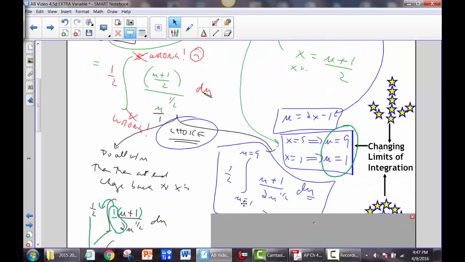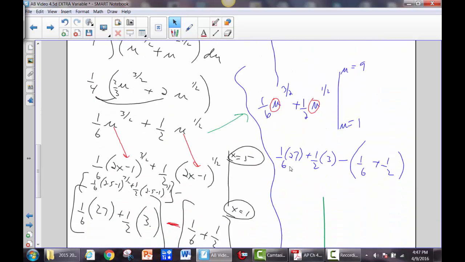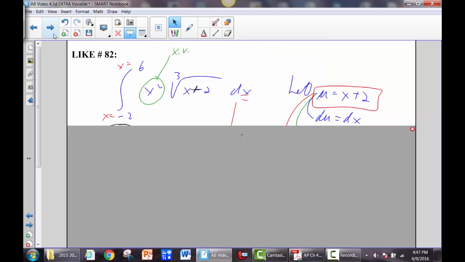I can now put the limits of integration because they are in terms of u, and this is called changing the limits of integration. Once you do that, the beauty is you won't have to put it back in terms of x anymore. You can leave it in terms of u because you have the correct limits of integration in terms of u. And when you simplify that, you'll get the exact same answer.